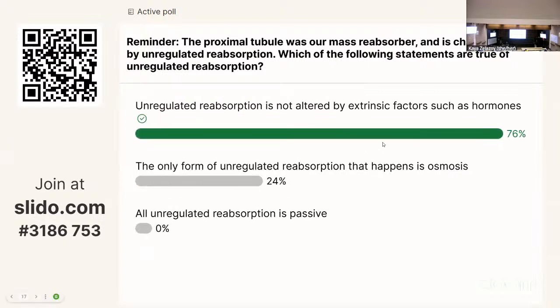Okay. Yeah, so unregulated reabsorption means that we don't have things like hormones needed for this to happen. So what was happening with the glucose was unregulated reabsorption. What's happening with the water is unregulated reabsorption. What's happening right here with the sodium, unregulated reabsorption. All it means is that these are kind of automatic processes. We didn't need a signal from the brain or from a different organ here. Okay.